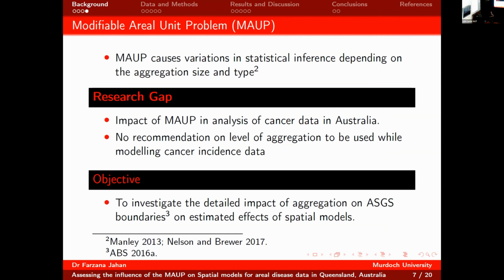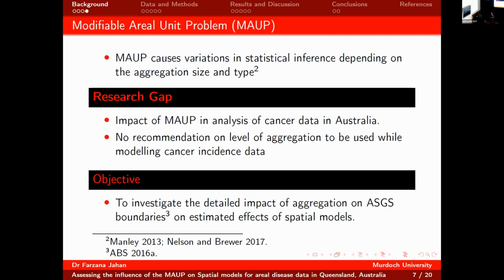For example, if you're aggregating lung cancer incidence information at mesh block level, you'll have different data. If you aggregate up to SA1 level, you'll have a different number of SA1s and different results. And so on, if you aggregate up to SA2, SA3, SA4, it changes. So that could have an effect or impact on the model estimates that you can see.